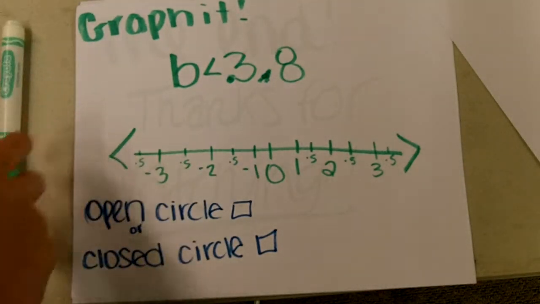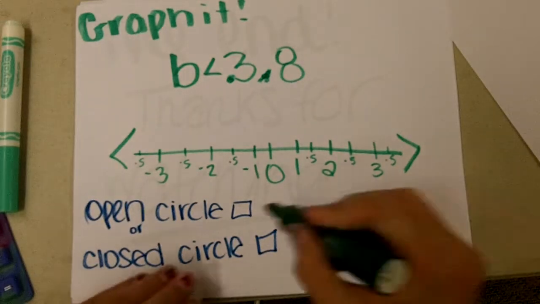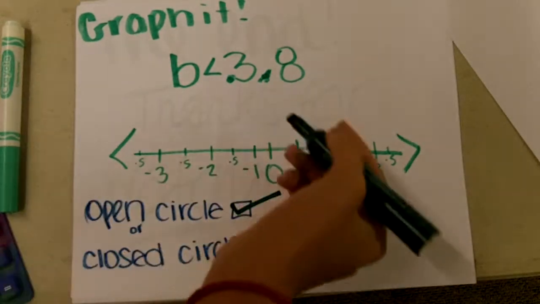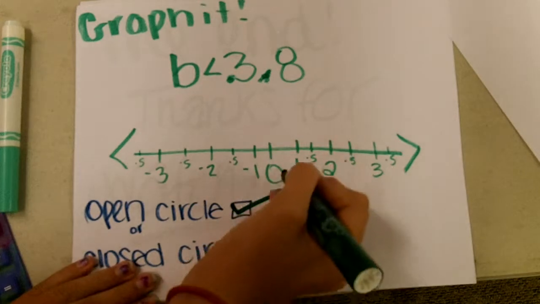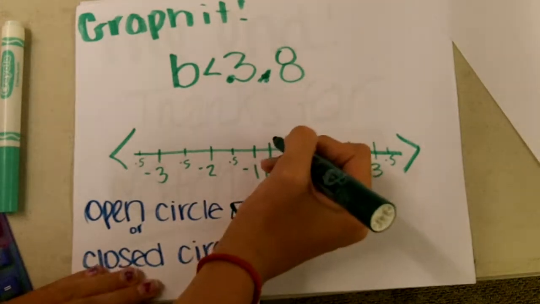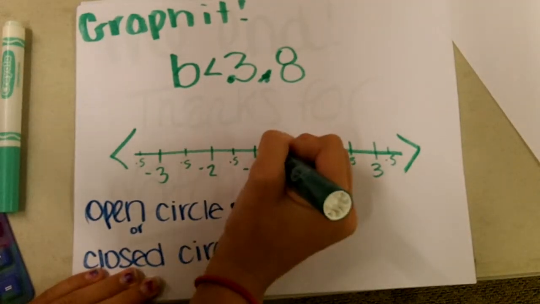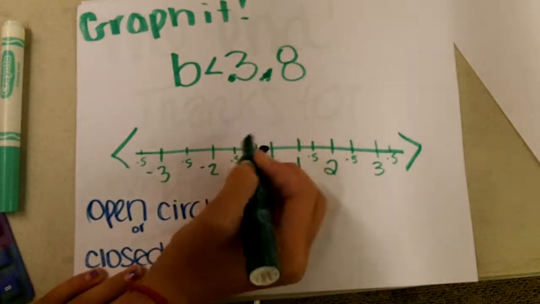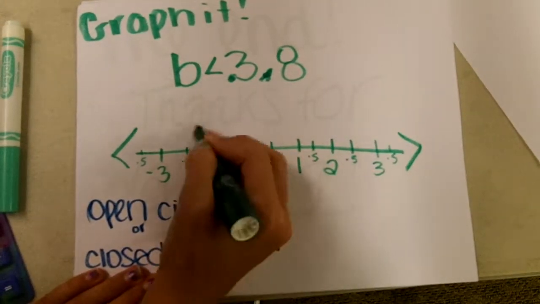All right, so when you graph it, it's going to be an open circle. So 0.38 we will say is right around here. And since b is less than it, the arrow will be going this way.